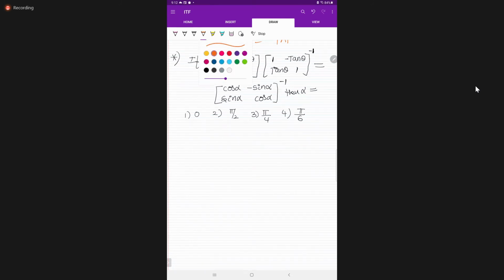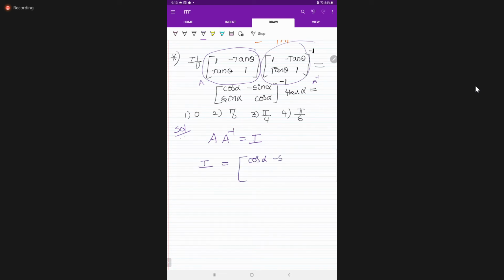Respond, students. What is the answer? This one already we know. A into A inverse is equal to identity matrix I. This whole matrix take it as A. This also take it as A inverse. So A into A inverse is nothing but capital I is equal to cos alpha, minus sin alpha. It is inverse, A inverse.